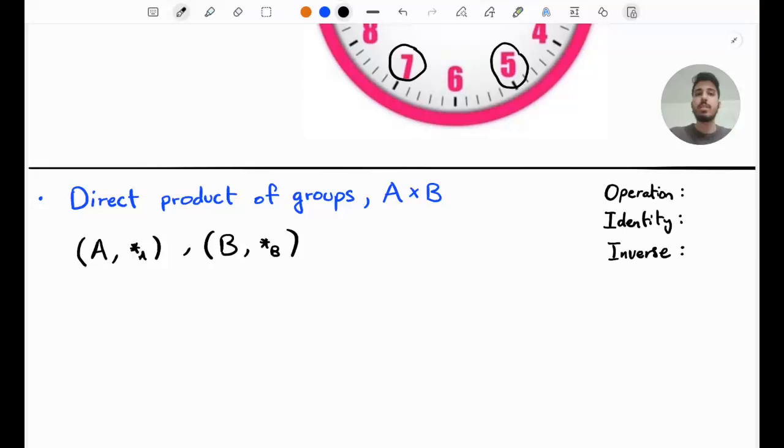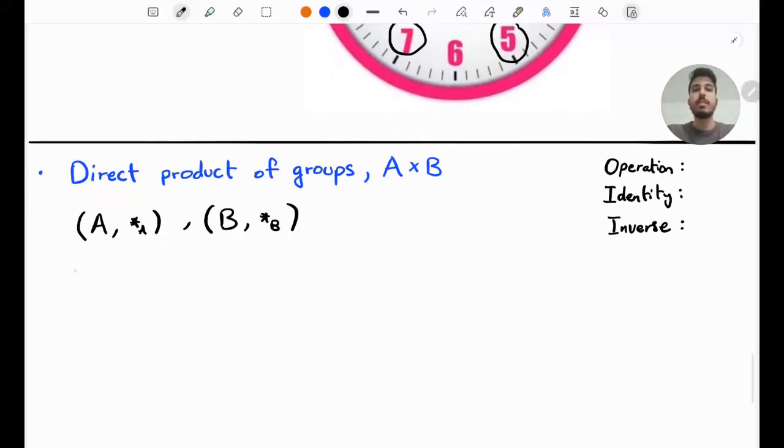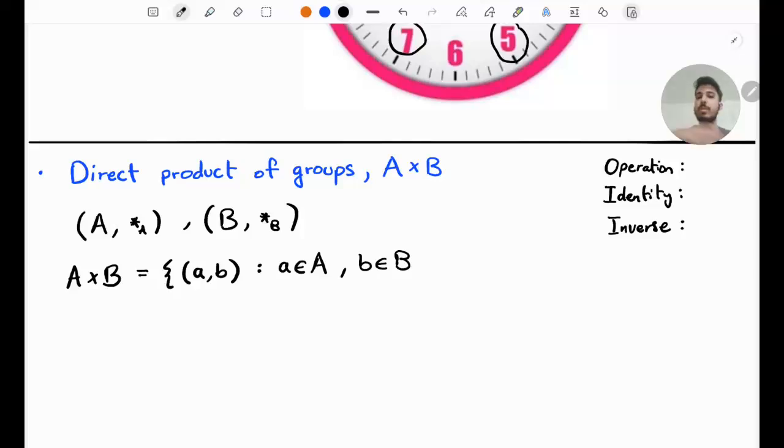So we have two groups. What can we do with two groups? Well, we can take their direct product. So the direct product A cross B is defined to be all the elements (a, b), where a is in big A and b is in big B. So all we're doing is taking a vector, a combination of both elements, one from A and one from B. All the possible combinations from these two sets.